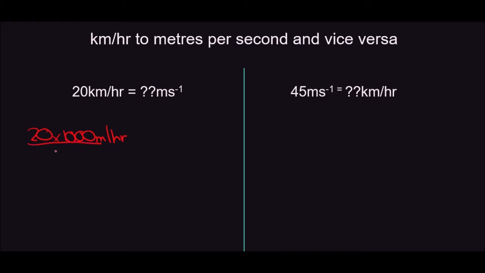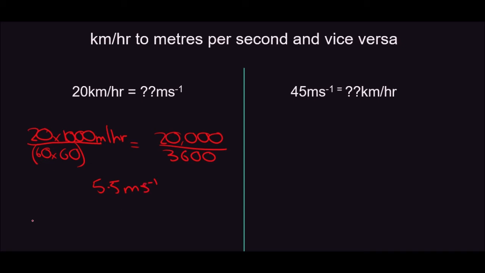So how do we get from hours to seconds? What we have to do is divide that by 60 minutes times 60 seconds, which is obviously 3,600. So we'll have a look at 20,000 divided by 3,600, and we'll get an answer of 5.5 meters per second.